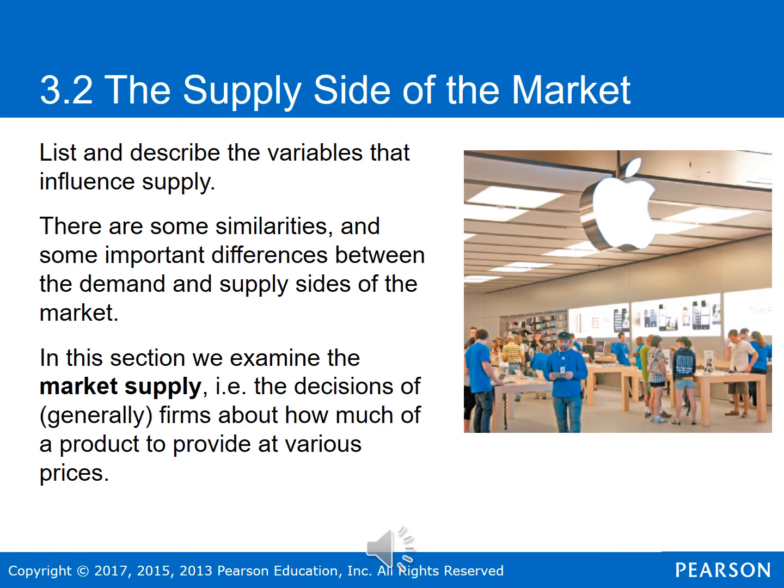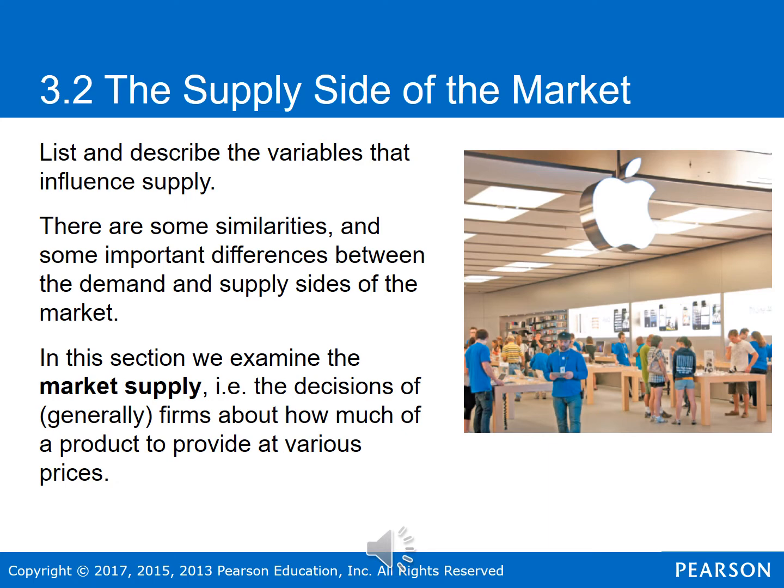Now let's turn to the supply side of the market. The supply side of the market is very similar to the demand side of the market. While some of the variables are different, and obviously we're looking at firms instead of consumers, it's a very similar relationship, and we're still looking at things like price and quantity. So we're going to list and describe in this section the variables that influence supply.